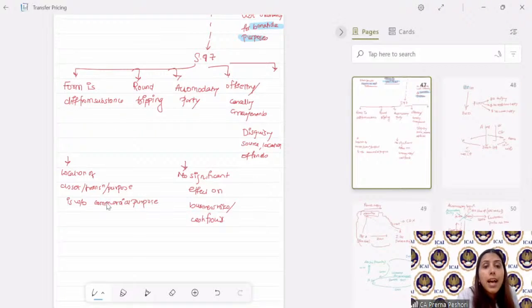Location of asset, transaction or purpose is without commercial substance or commercial purpose. Let's try and understand this particular thing. I'll take you through the example from your module.